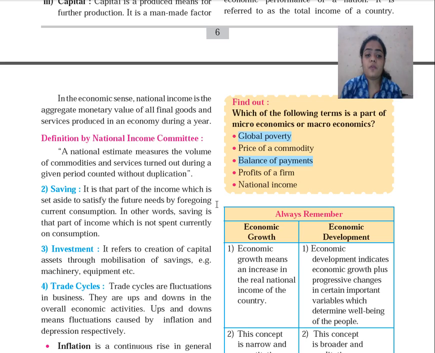First was national income, the second is savings. It is that part of the income which is set aside to satisfy future needs by foregoing current consumption. In other words, saving is that part of the income which is not spent currently on consumption. So what do you mean by savings?